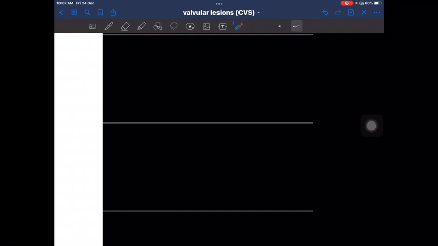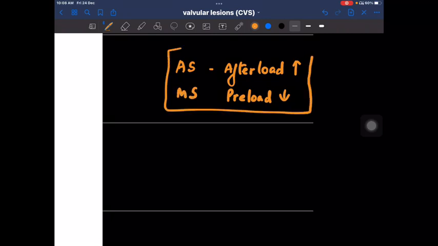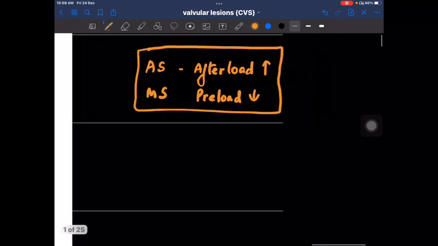So if I ask you, tell me a lesion where the afterload is increasing, you will straight away come up with aortic stenosis, right? In aortic stenosis, the afterload is increasing, right? The heart is pumping against a stenosed valve. If I ask you, give me an example of a lesion where preload is decreasing, right? I'm asking preload. Preload is the volume of blood that is being received. Okay. So it will decrease wherever the mitral valve is stenosed, right? Less blood is coming for the heart to pump. So mitral stenosis causes decreased preload. If you remember this, you will be able to solve most questions.